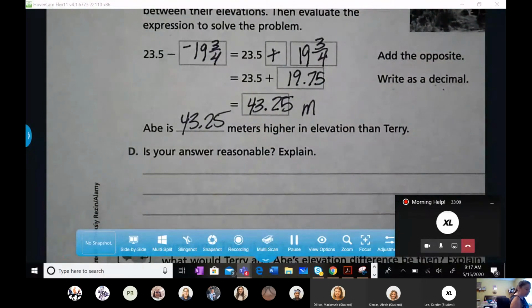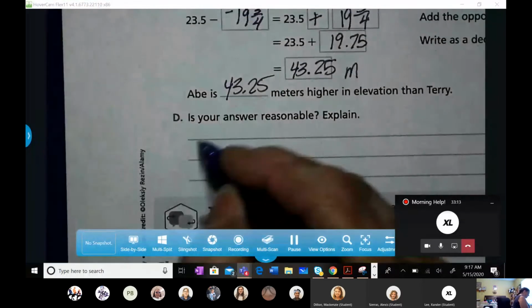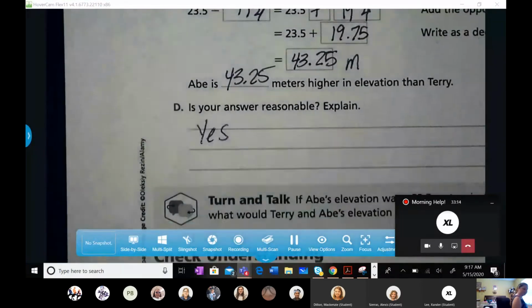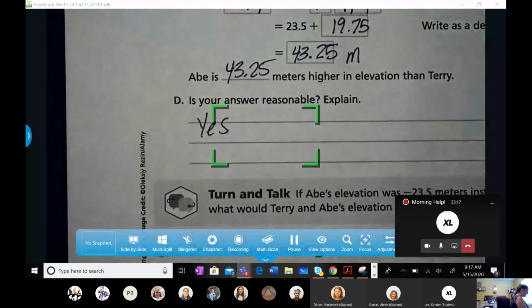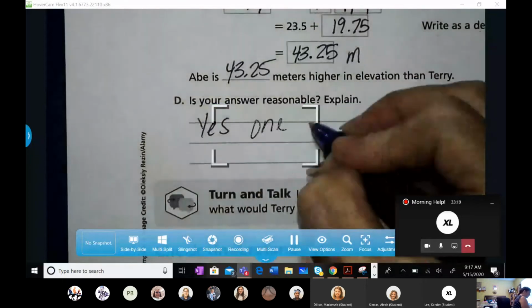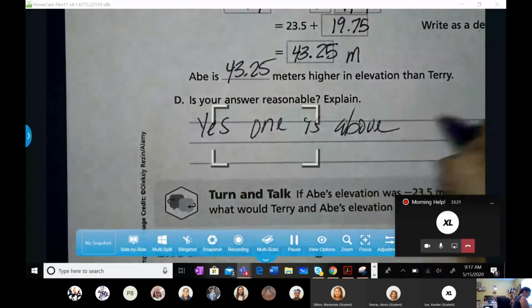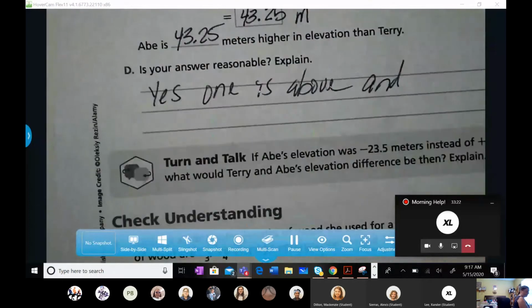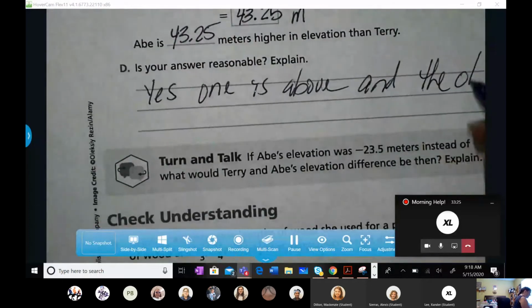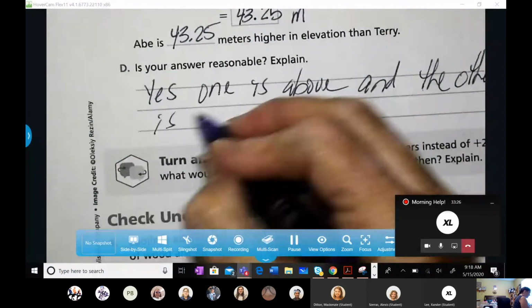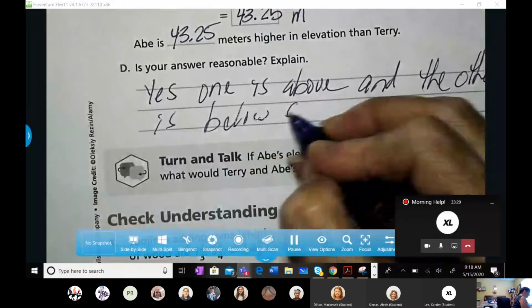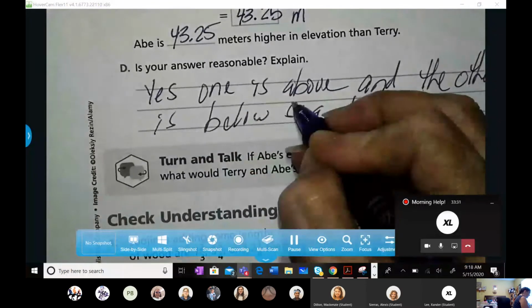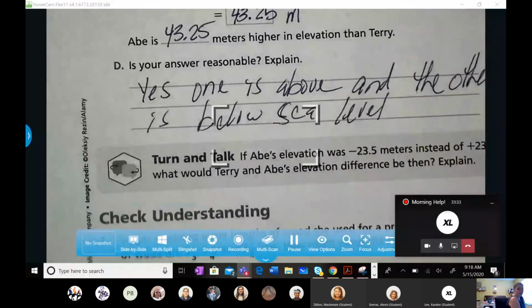Okay, so it says, is your answer reasonable? And so that would be yes. And the reason why is the same thing we just said. One is above and the other is below sea level. Okay. All right.